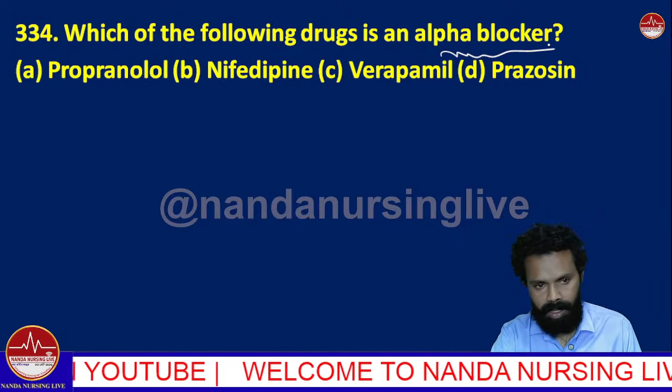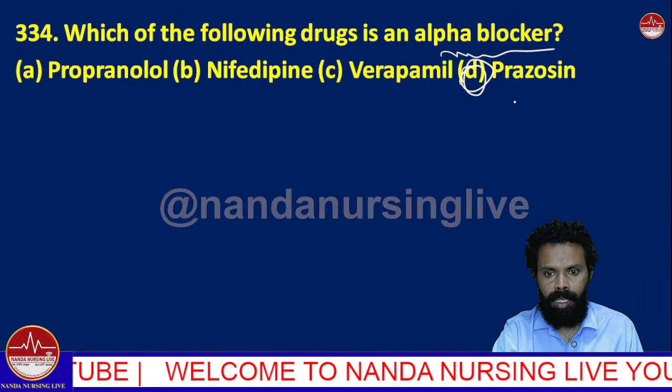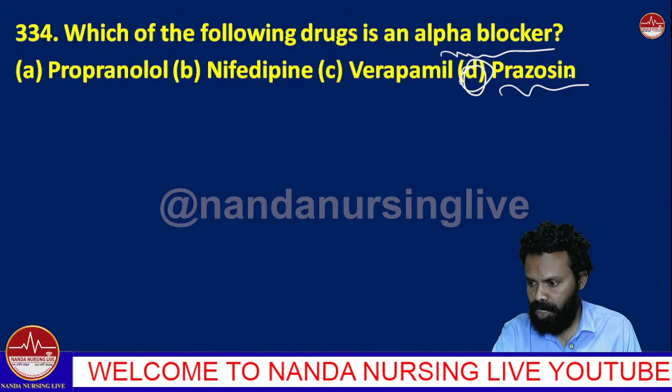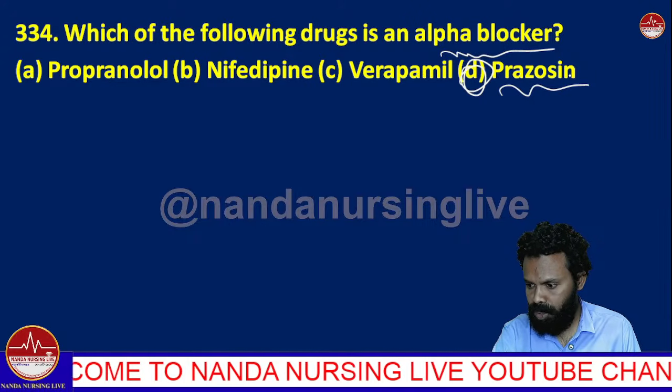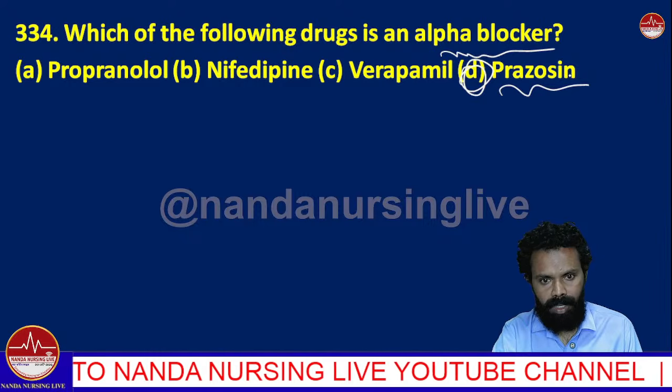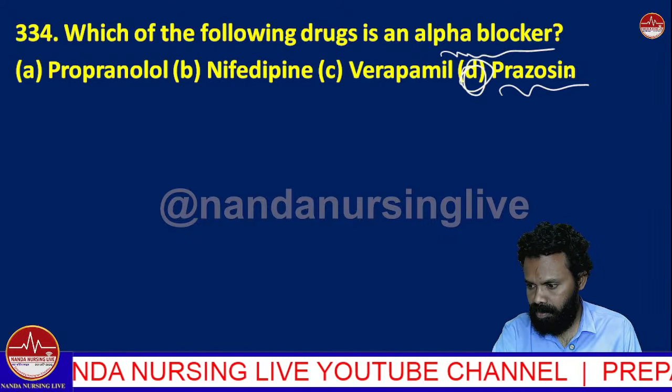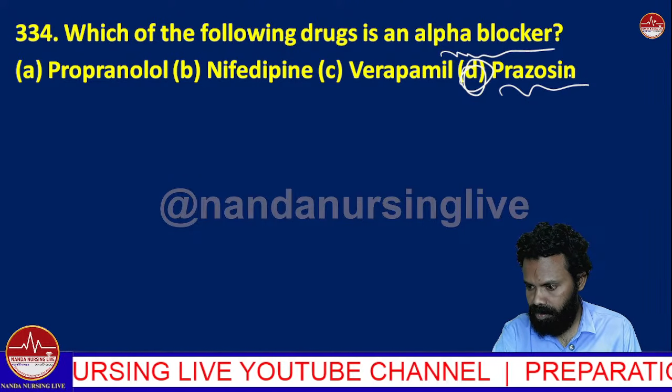So which option is the correct answer? Correct answer is beta option D, prazosin. Prazosin is the correct answer, beta. Prazosin is an alpha blocker.